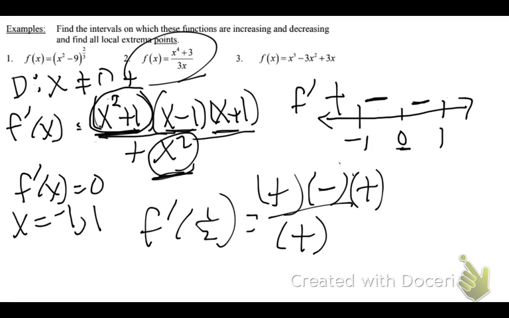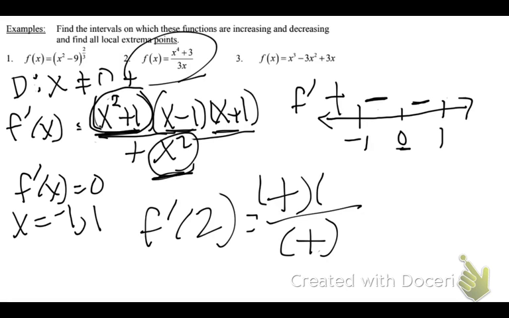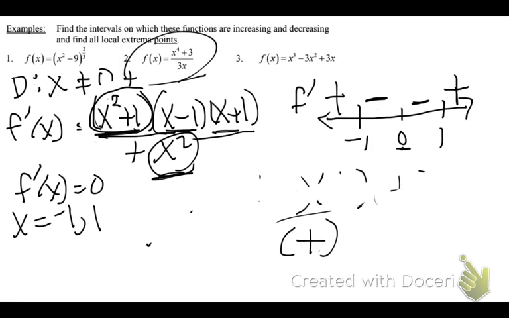So now let's evaluate our derivative at a number bigger than 1. So 2 is easy. Our first factor is always positive. Our denominator is always positive. We're just checking out these other two. So 2 minus 1 is positive. 2 plus 1 is positive. So my final interval has positive outputs. Now to analyze what this means.